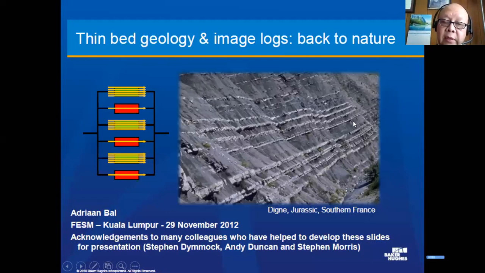And you can see that there are shale beds with thin sand stringers in here. So these are normally represented by resistors in parallel, which means you have a sand resistor and a shale resistor, sand resistor. So we'll come to that again when we talk about how to evaluate these laminae.